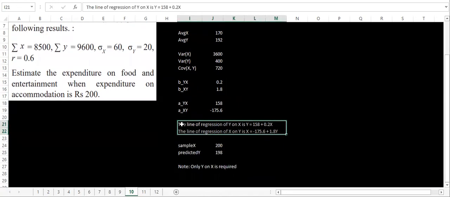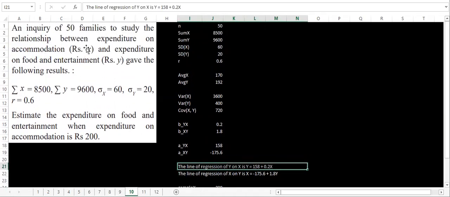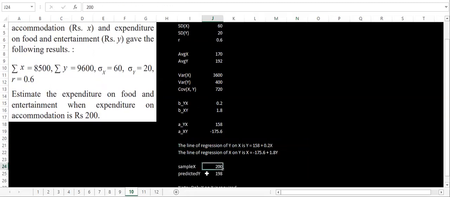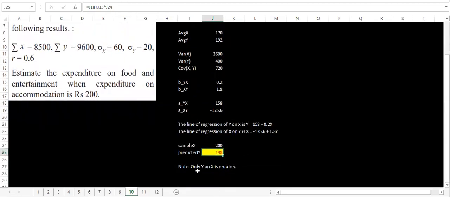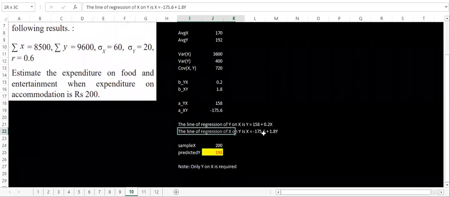Out of this, I think we need the first one because we need the regression of y on x, because this 200 was the x value, accommodation x. So we are given the x value as 200 and we need to predict y, and using the first equation you can see that the predicted y value comes out to be 198. So the answer to the second question is the estimate on expenditure on food and entertainment is rupees 198. So that's the answer. And of course, we needed only y on x. The second one was done just for completion's sake.